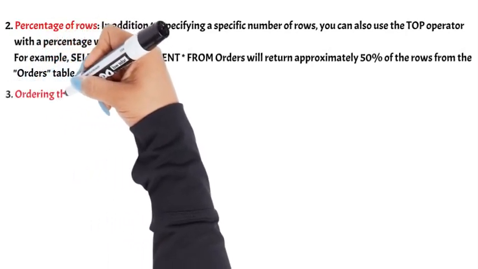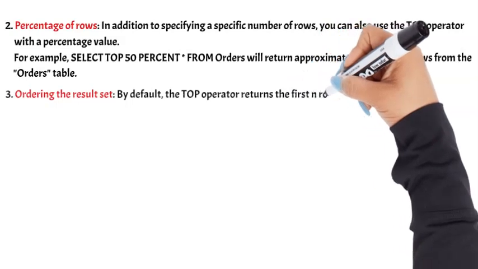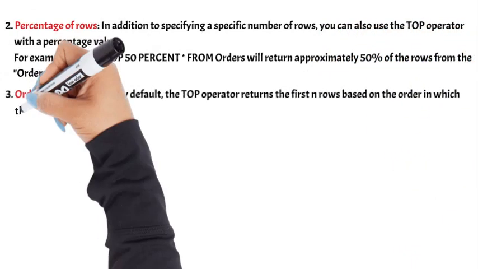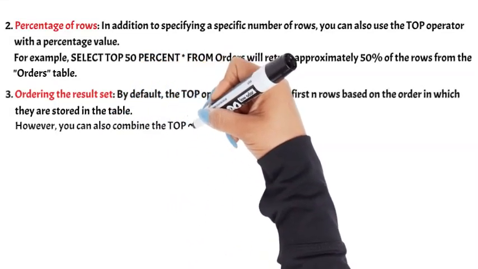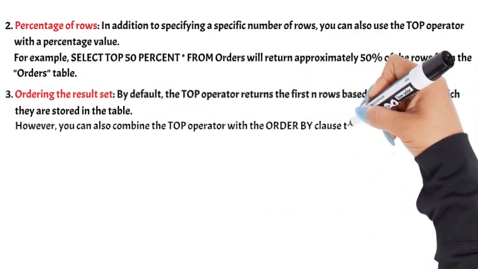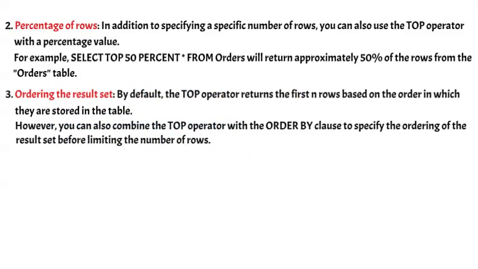3. Ordering the result set. By default, the TOP operator returns the first rows based on the order in which they are stored in the table. However, you can also combine the TOP operator with the ORDER BY clause to specify the ordering of the result set before limiting the number of rows.